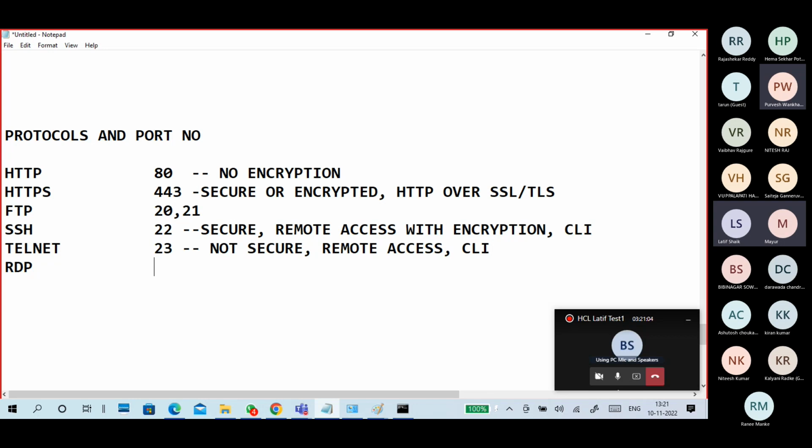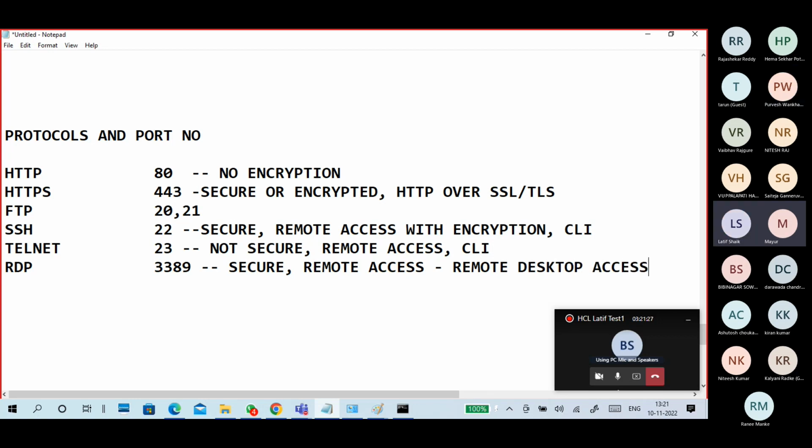RDP, because we are talking about remote access. 3389 is the port number. Of course, by default it is a secure one. It is Remote Desktop connections. It is also remote access, meaning remote desktop access. So it's not CLI, you are accessing the entire desktop graphically. That is RDP, used in Microsoft generally.